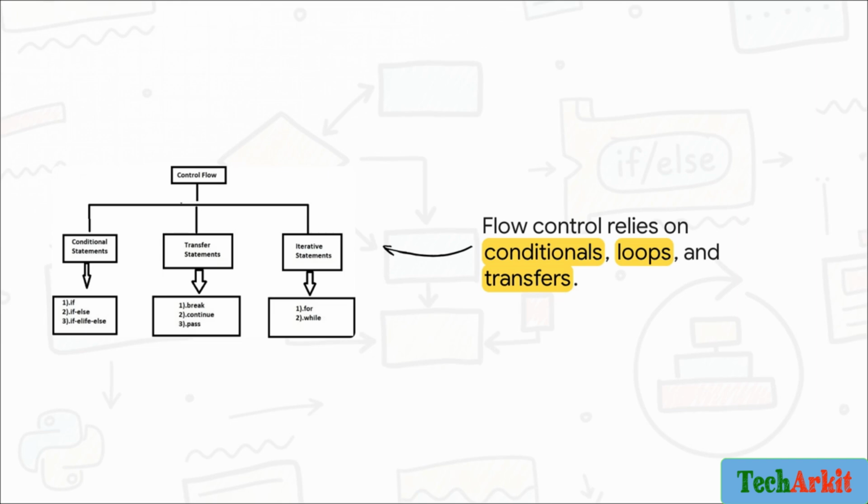First, we have conditional statements, which are basically forks in the road. Then we have iterative statements. Think of those like putting Python on a merry-go-round. And finally, we have transfer statements, which act as emergency exits and skip buttons. So let's break these down one by one.